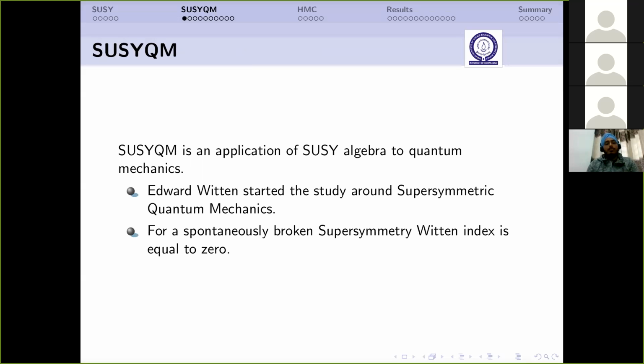Witten also introduced an index that we call the Witten index. If we relate it to supersymmetry breaking, for a spontaneously broken supersymmetry the Witten index is equal to zero, though not vice versa. We'll talk about it. Witten gave this idea of supersymmetric quantum mechanics at that time. This is just a toy model involving bosons and fermions, and we study various properties of the theory. It is like the base for us to go to higher dimensions with gauge and all other things.